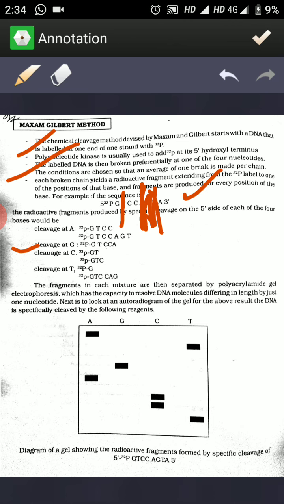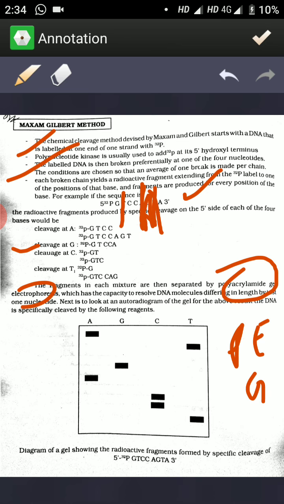The fragments in each mixture are then separated by polyacrylamide gel electrophoresis, or PAGE, which has the capacity to resolve DNA molecules differing in length by just one nucleotide. Next is to look at an autoradiogram of the gel. For the above result, the DNA is specifically cleaved by the following reagents.